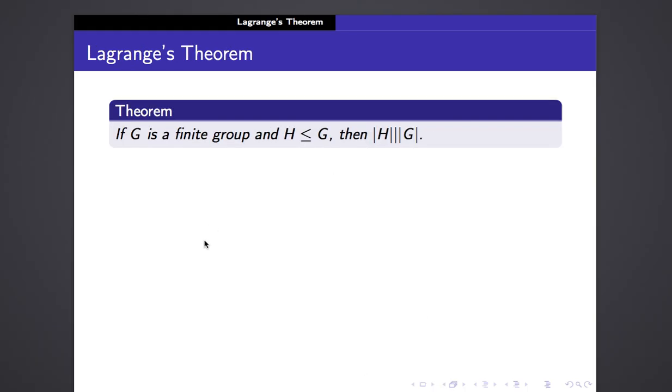So what is Lagrange's theorem? Here's the statement. If G is a finite group and H is a subgroup of G, then the order, remember, the number of elements of a group is called the order of the group, the order of H always divides the order of G. This is actually very important.